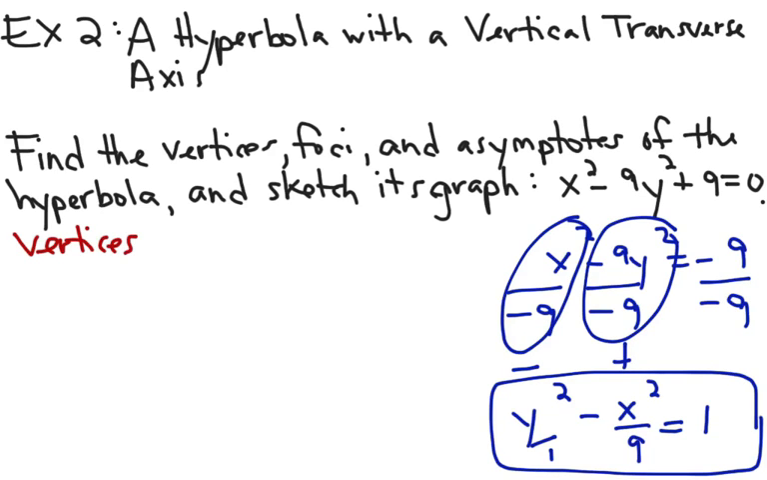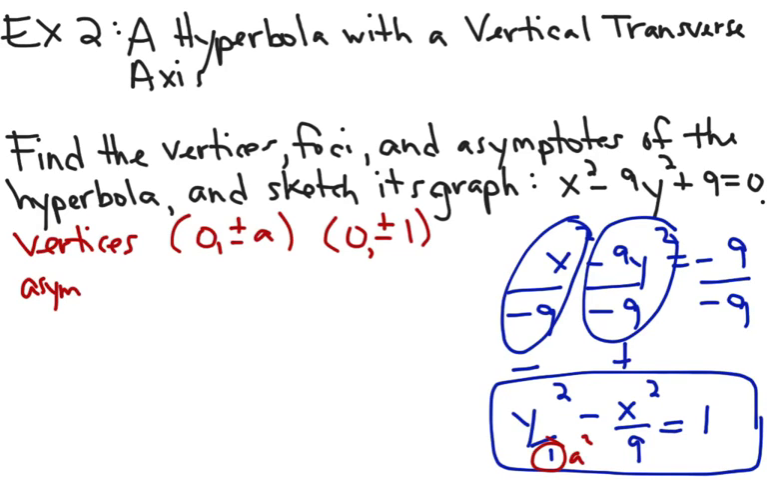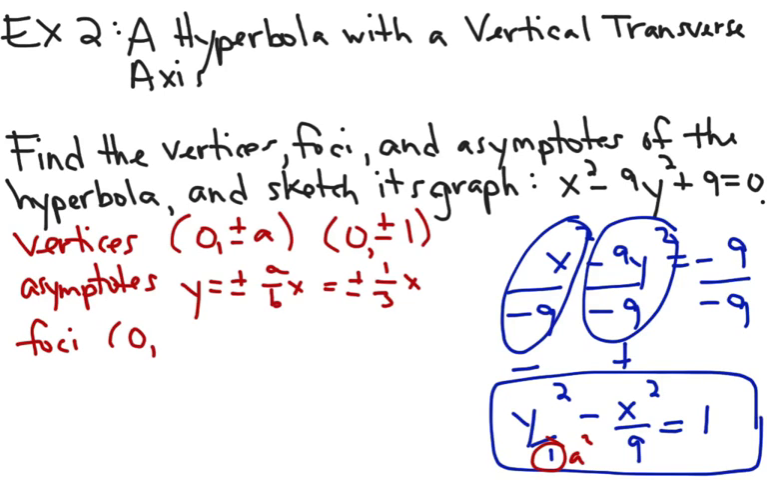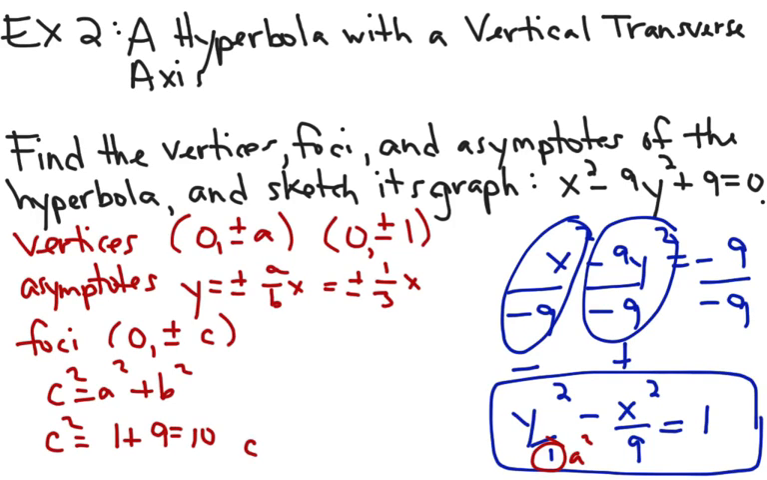If the hyperbola opens up and down, the vertices are at 0 comma plus or minus a. Well, a in this case is 1 because this is a squared. So they're at 0 comma plus or minus 1. The asymptotes in this particular case are at y equals plus or minus a over b x, so they're plus or minus 1/3 x. Now to find the foci, which are at 0 comma plus or minus c, I need to find out what c is, using c squared is equal to a squared plus b squared. So c squared is equal to 1 plus 9, which is 10. So c is the square root of 10.